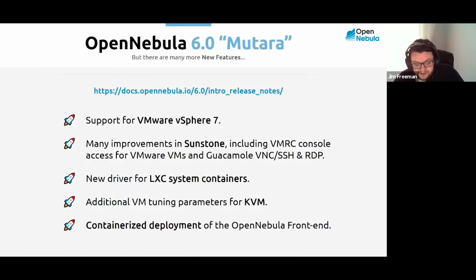And just a couple of other features that released in 6.0. For people using VMware, we now support vSphere 7. As you might know, VMware no longer supports VNC in their latest version. So we're using our FireEdge UI to proxy the VMRC from vCenter. And this allows you to view the consoles of VMware VMs inside of Sunstone without needing any additional tools or modules to download in your browser.